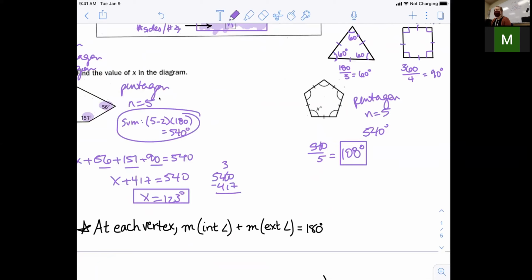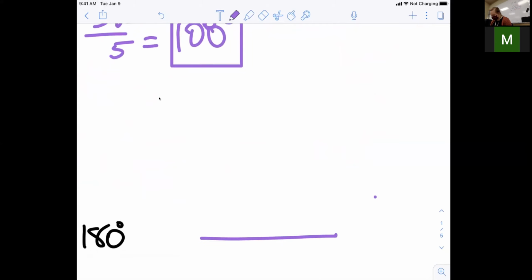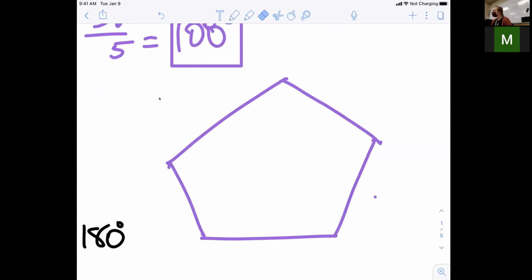It says, at each vertex, measure of the interior angle plus measure of the exterior angle equals 180. Let's look at what that means. What if I drew another pentagon like we were just looking at? Okay, I know that's super ugly, but pretend it's not so tragic. An exterior angle comes when you extend one of the sides and then make an angle with one of the sides that's still there and the extended side. So this is an exterior angle.